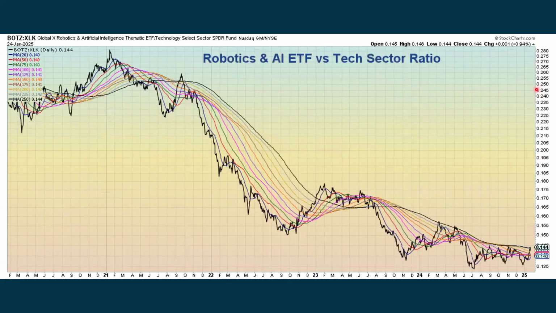Now, what's interesting though is when we look at a ratio between the robotics and AI ETF and the tech sector, we came right up to this 250-day moving average, and we have not been able to break out above that. And there have been other times when we hit about this point, and then things start to kind of fizzle out. It would be more positive if we broke above this black line here and then continued to go up in the process. So we'll just be watching this as it unfolds.